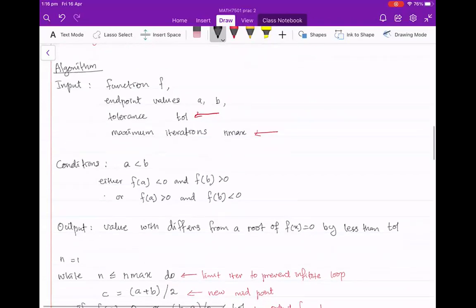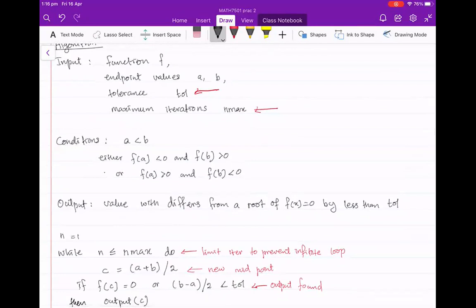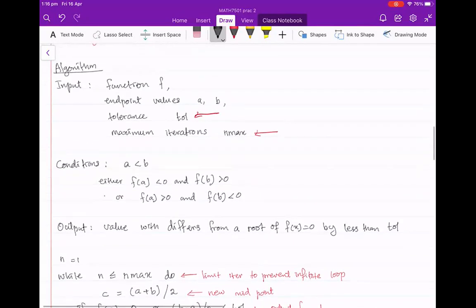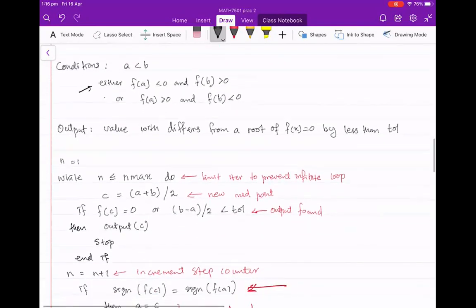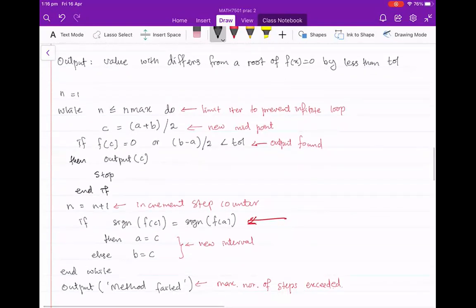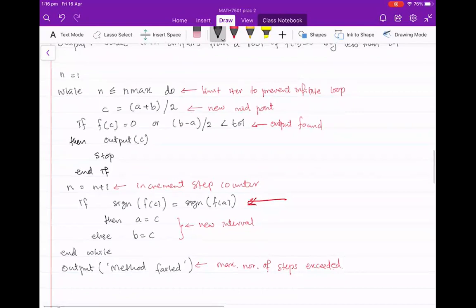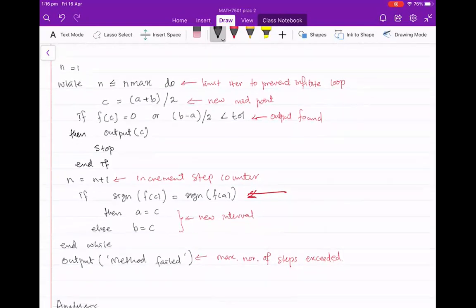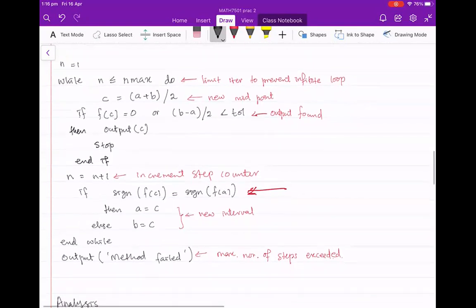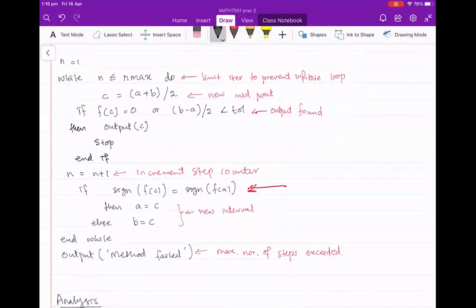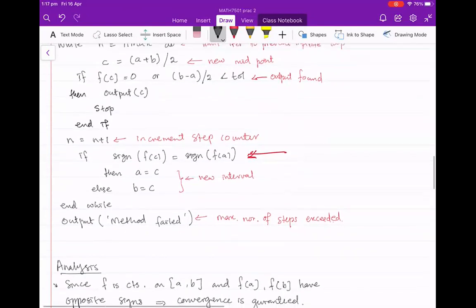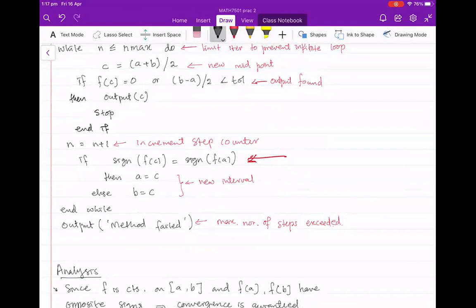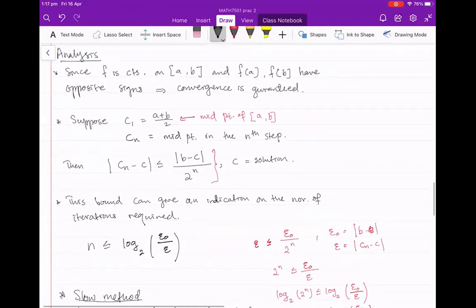This is how the algorithm would be implemented. So that's your input. Check the conditions and produce the output. Then for n equals 1, this is the number of steps that you are required to give, because otherwise it may not work. While n is less than or equal to max, you do these steps. That's how you implement this in the program, in any program which you are familiar with.